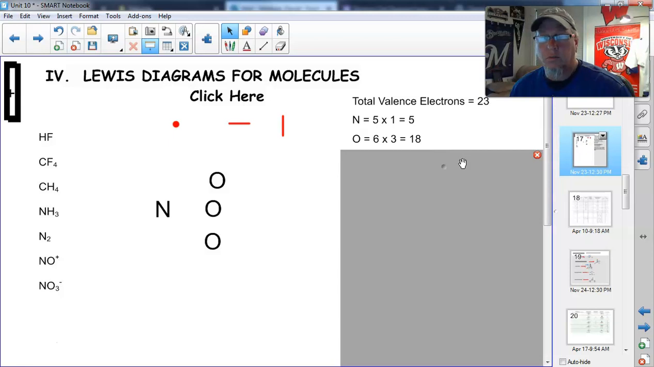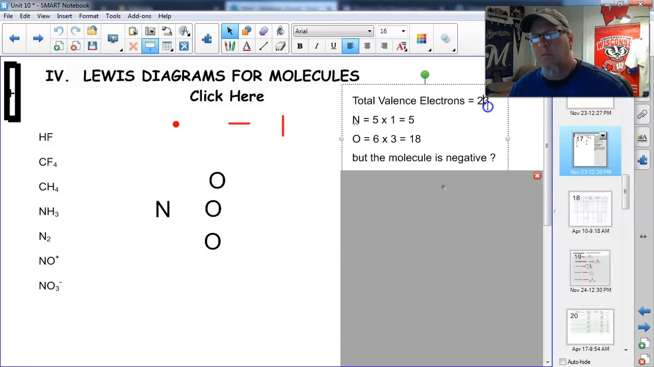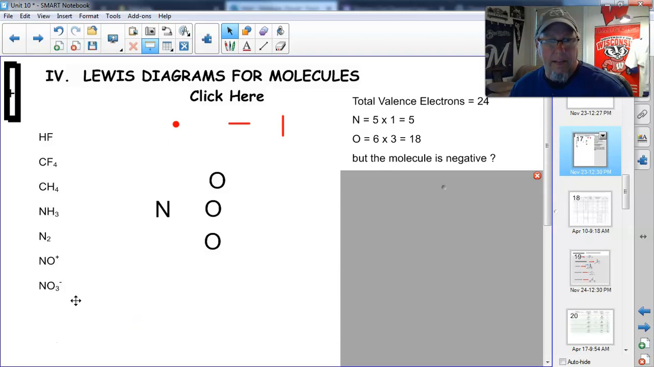5 plus 18 is 23, but here's the key, there's a negative sign. And in order for a molecule to become negative, that means somewhere along the process it's gained an extra electron. So if you gain an electron, you become more negative. So there's actually 24 electrons when I start. And I've got to take that little negative sign into account as I go through.